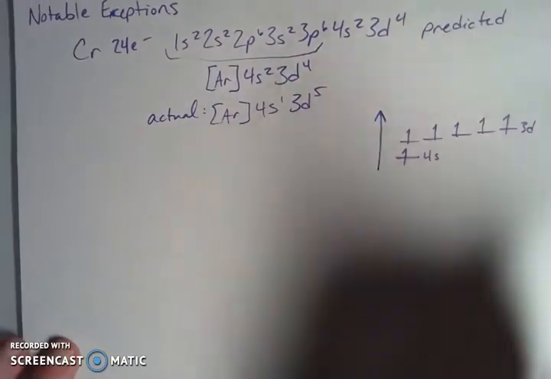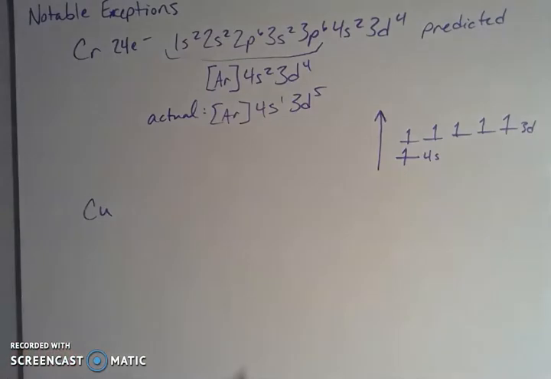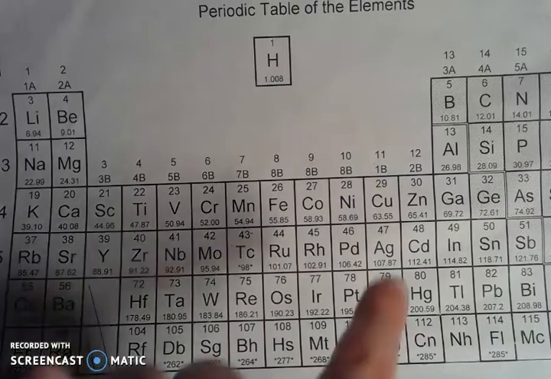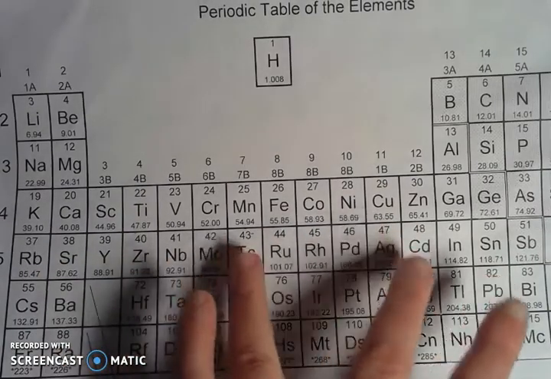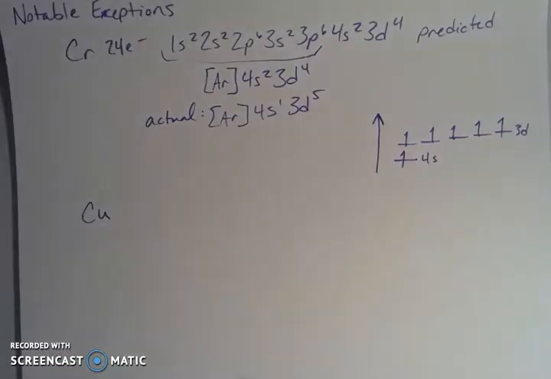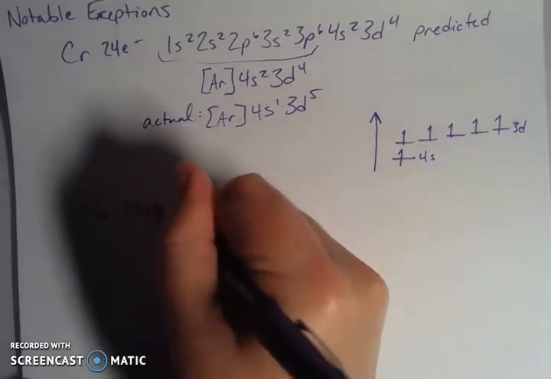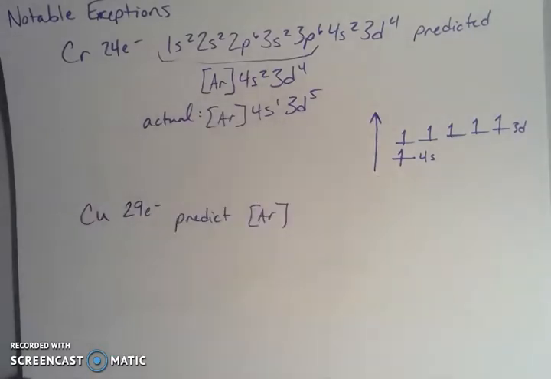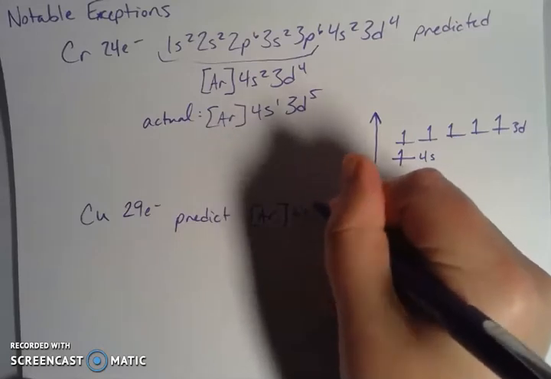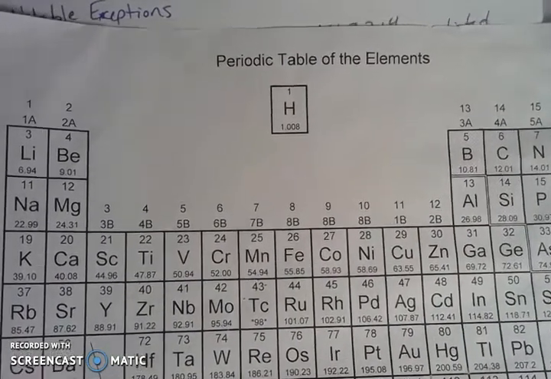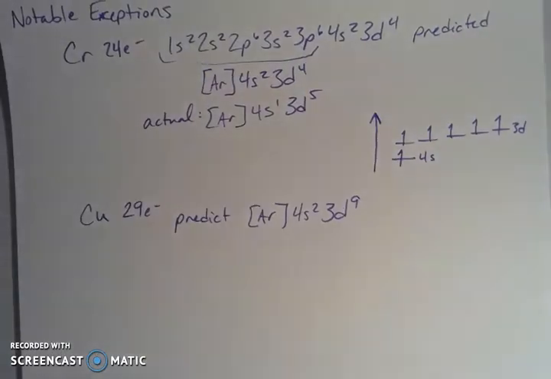Another notable exception is copper. So if we look at copper, it's right next to zinc on the periodic table. So it's in the same row. So I'm still in the 3d. And if I was going to predict what copper's is with its 29 electrons, then I would predict that it is argon, because it's in the same row as my chromium, 4s2, 3d9. Right, because when I count over, zinc is the 3d10, right? But instead it's 1 prior to. So that's what I would predict.